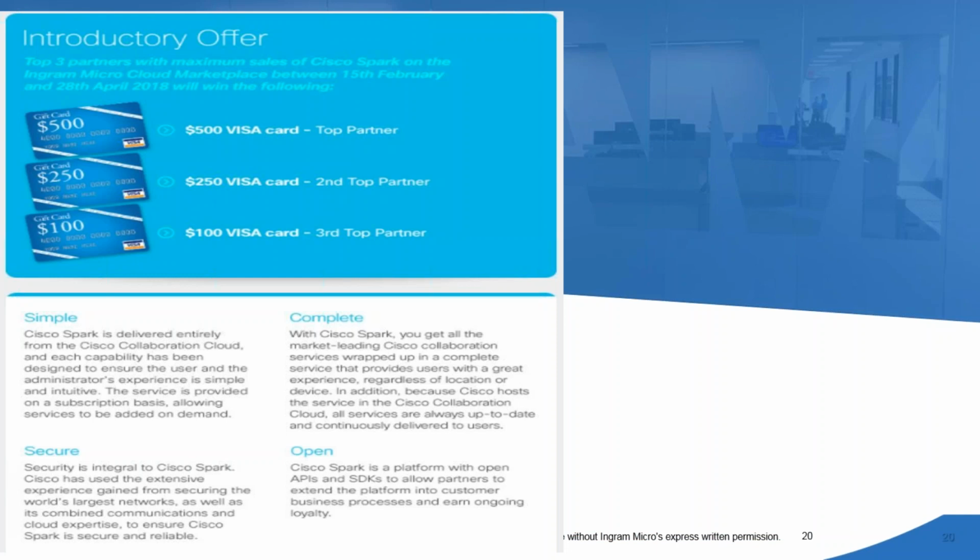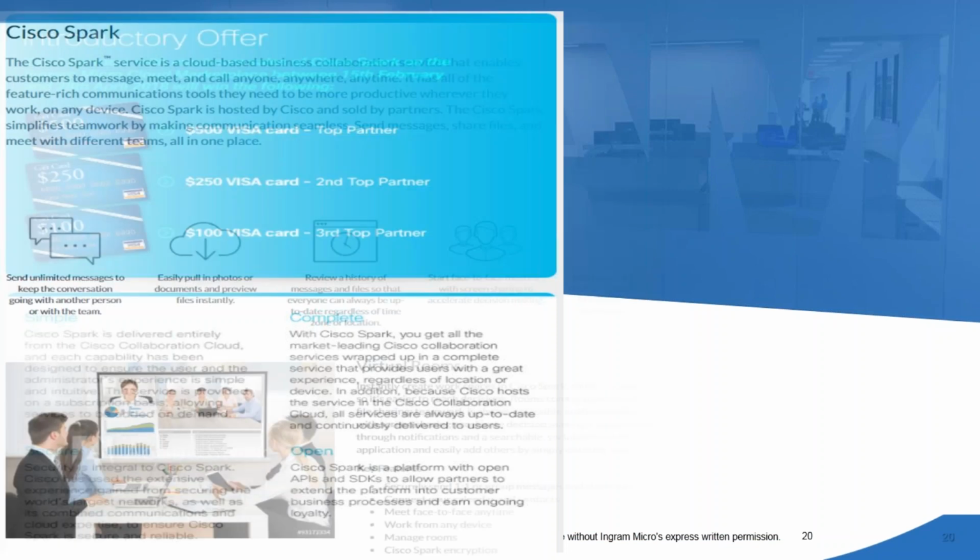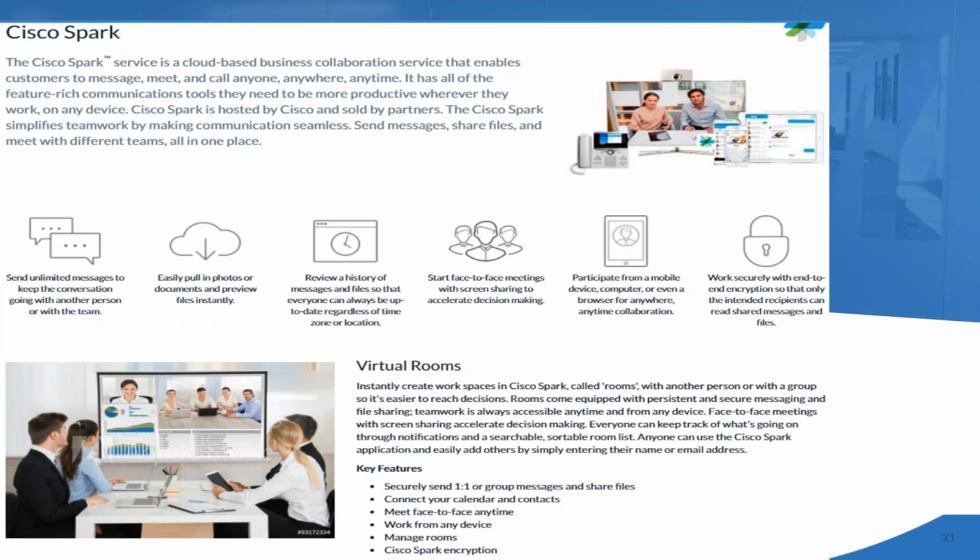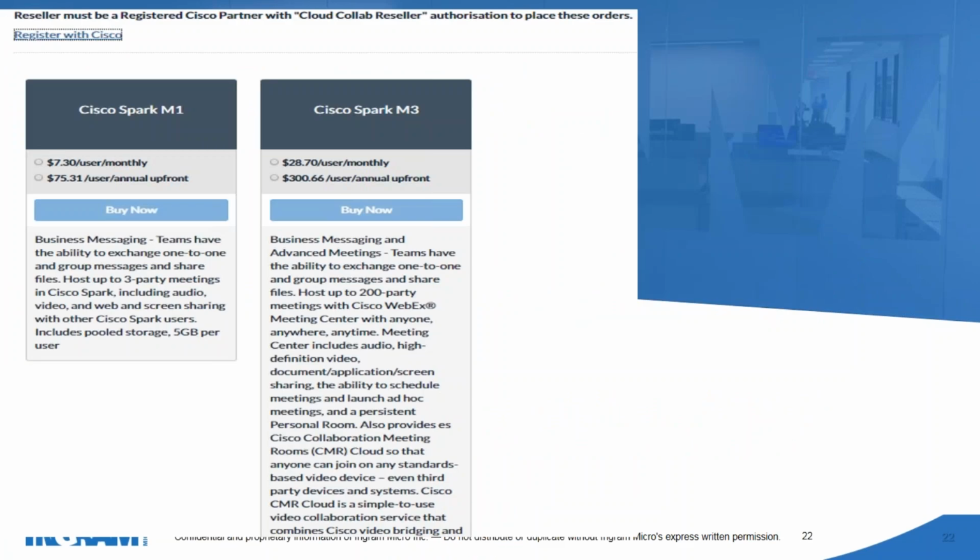Also, this is just a quick overview of the marketplace. This is once you go into the front end, into our marketplace available through Ingram Micro Cloud. You'll see there under collaboration, Cisco Spark, and you'll see what the program actually looks like, and that's the view you would see going into the actual portal. From there, you'll be able to select the products which are relevant to your customer based on those discussions.